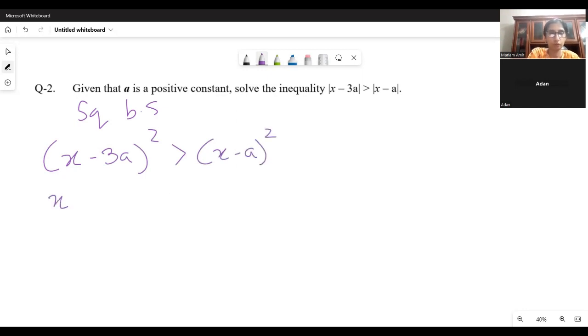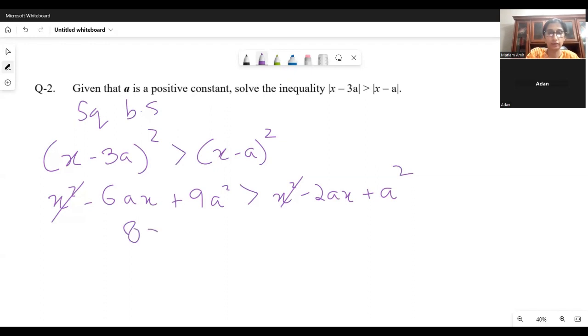It's going to be x square minus 6ax plus 9a square is greater than x square minus 2ax plus a square. So x square and x square conveniently cancel out. So we have 8a square greater than 4ax. I'm going to bring these to the same side.